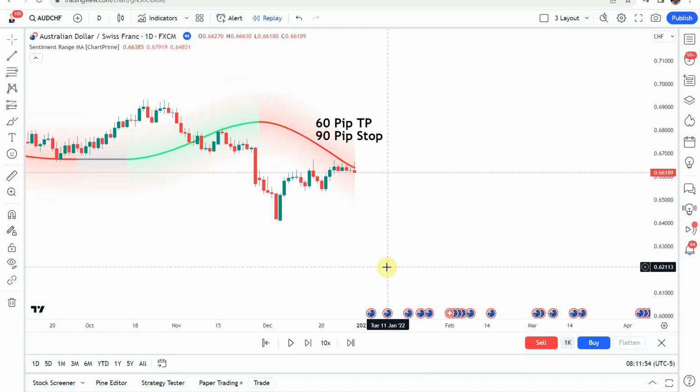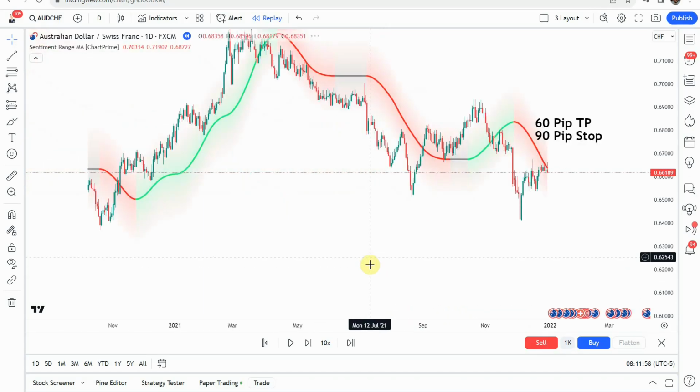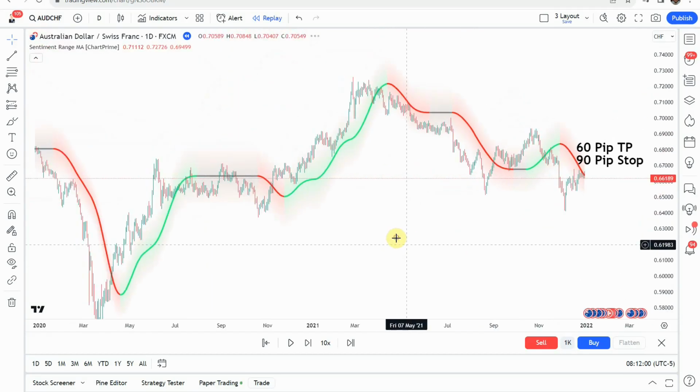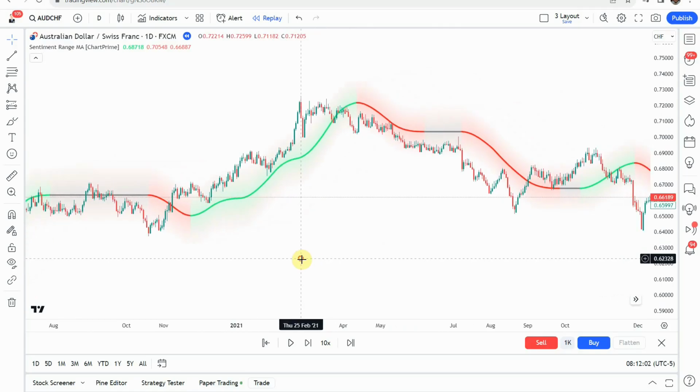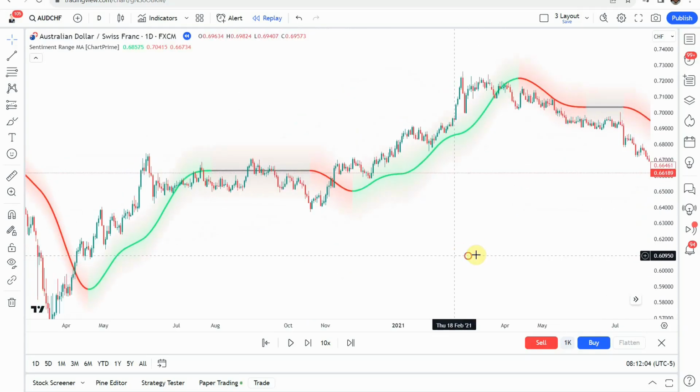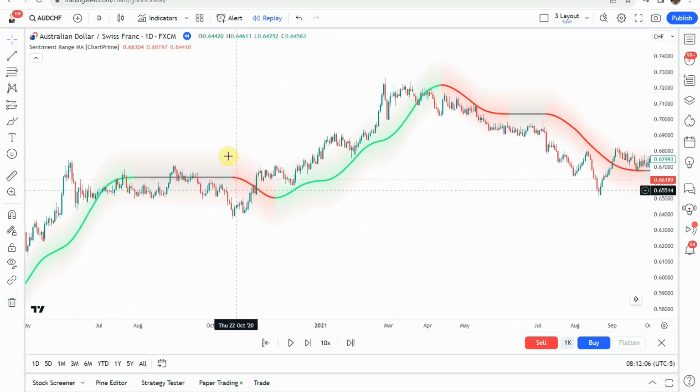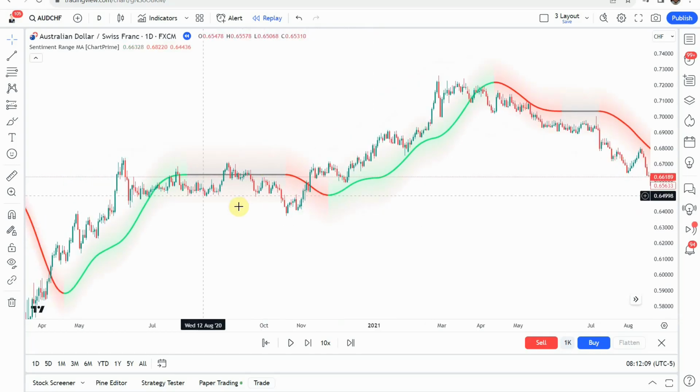Okay, so today we are testing the Sentiment Range MA indicator. If I scroll back here, you can see it a little bit better there. And so basically this is a moving average that seeks to identify downtrends, uptrends, and market range or consolidation. The source video claims that this is the best moving average indicator on TradingView and gives perfect signals.